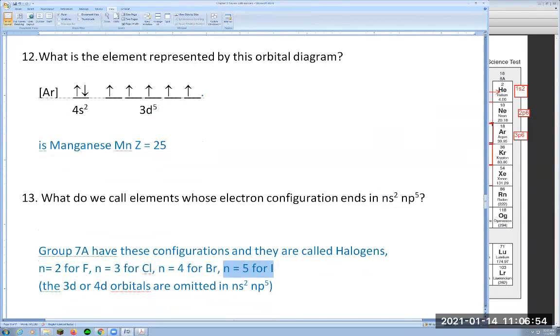Notice how the 3d and 4d orbitals are omitted from the ns2 np5 way of writing the electron configurations. Even though the d orbitals are higher in energy than the corresponding s orbital, they are still from the previous shell. So they don't matter when we are looking at valence electrons. That's why we tend to just omit the d orbitals from this way of writing.